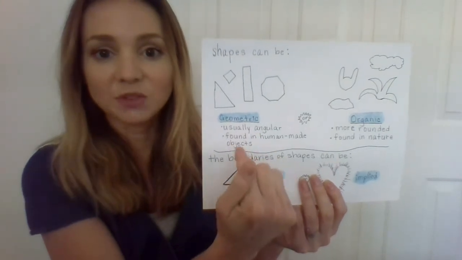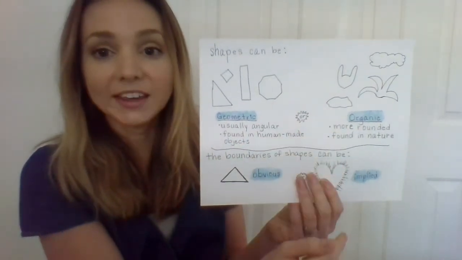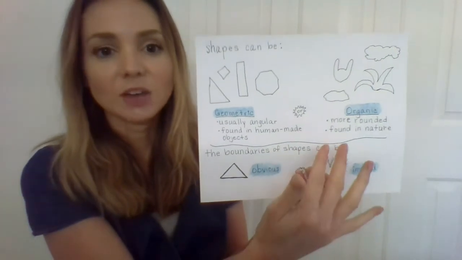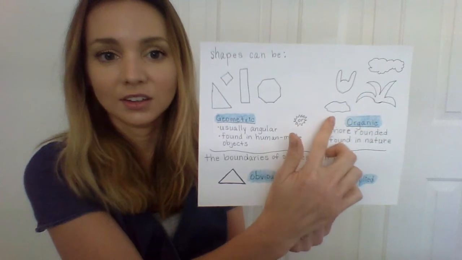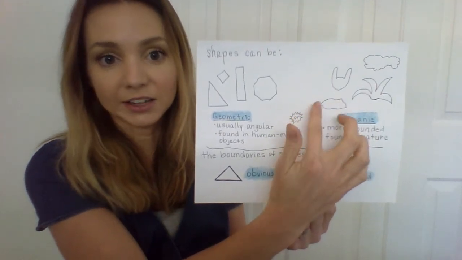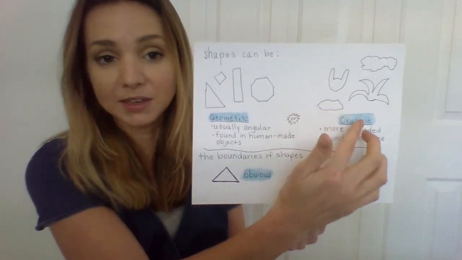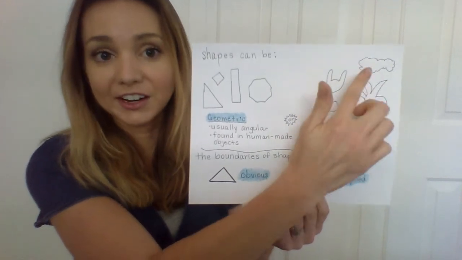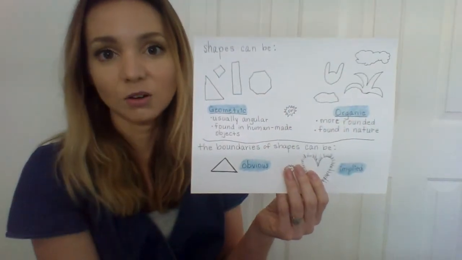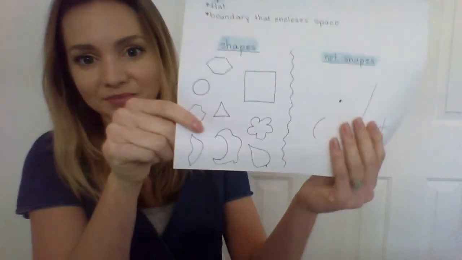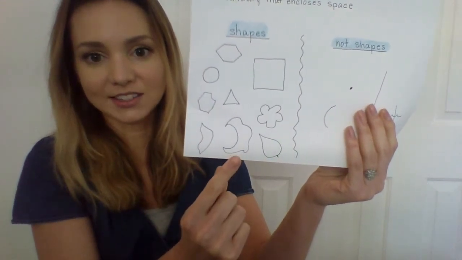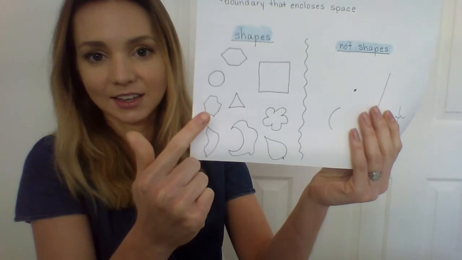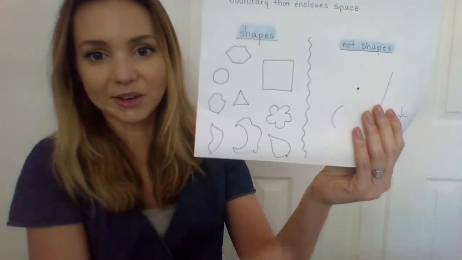A shape can be geometric or it could be organic. An organic shape has lots of curves, and they're mostly found in nature. This could be the outline of a rock shape maybe, or a plant, or a cloud, or a bunny. Or it could just be a blob, like some of my shapes that I have here. This is an organic shape, and so is this, and so is this. But then here I have a geometric shape.